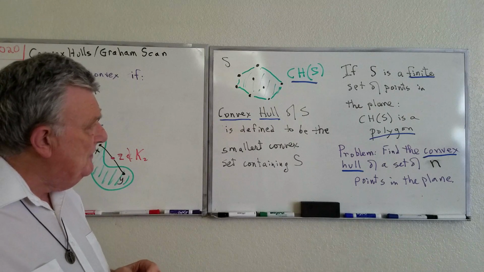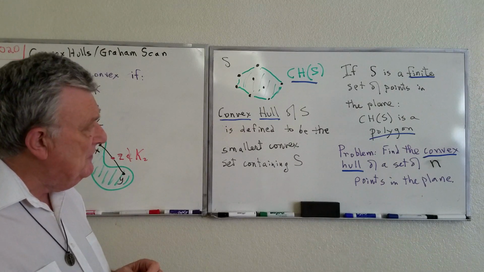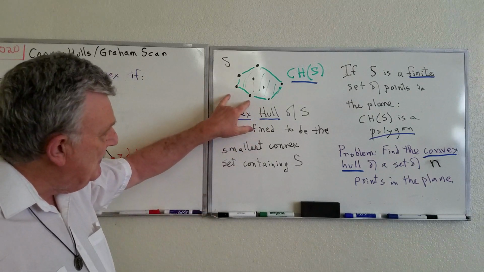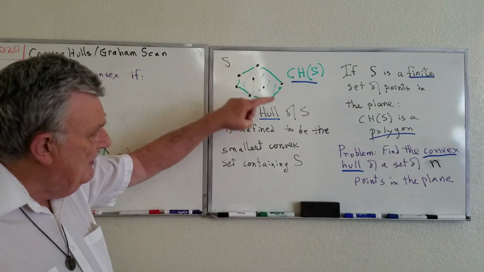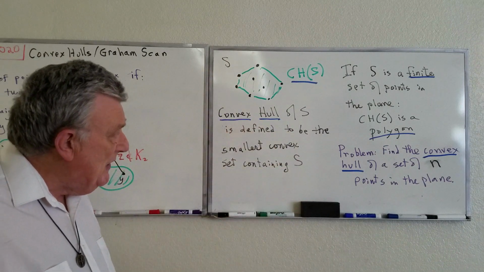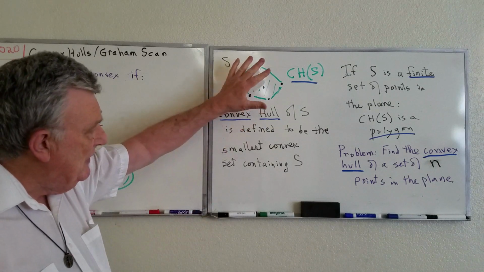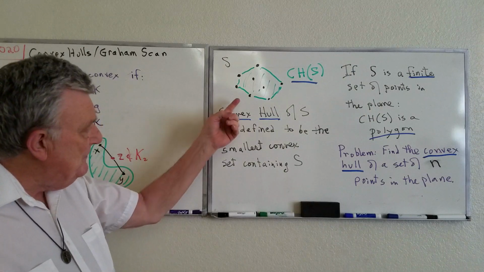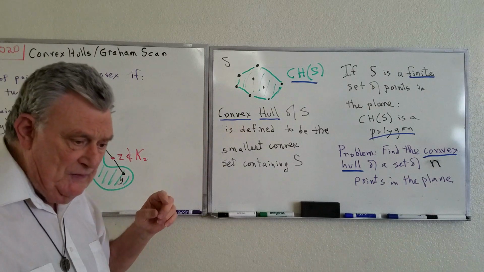And what we'll notice is that if S is a finite set, the convex hull is always a polygon. Well, actually, it could be a line segment, but most of the time it's a polygon here. And our problem is that if somebody gives us n points in the plane, find the convex hull, which means find the vertices of the polygon.